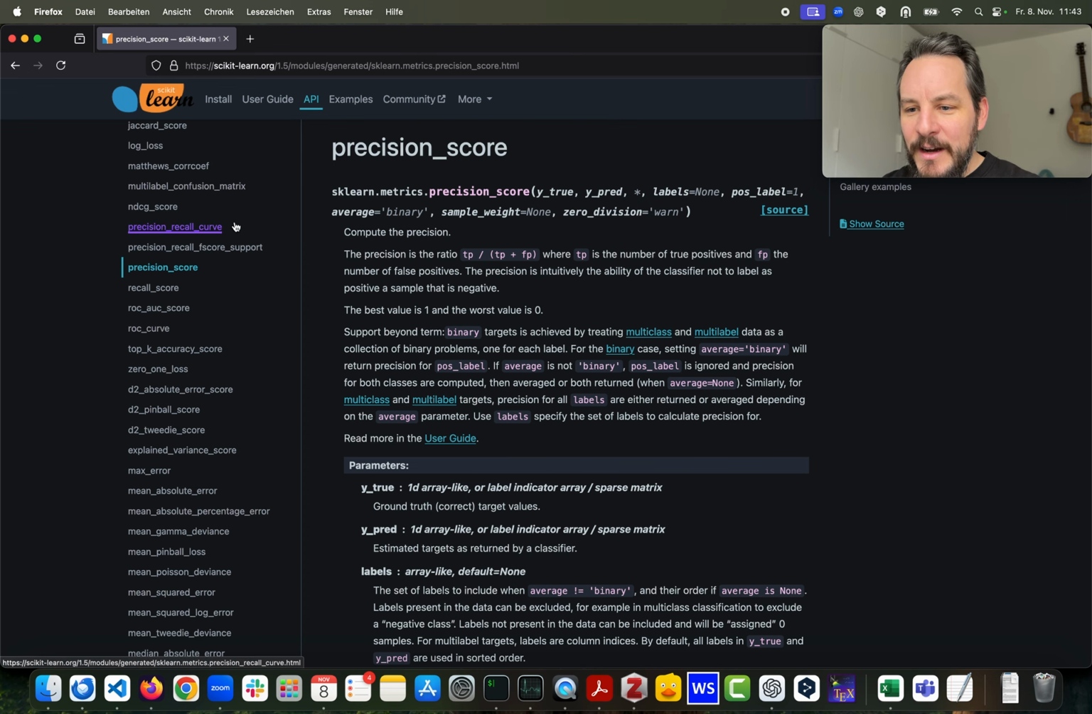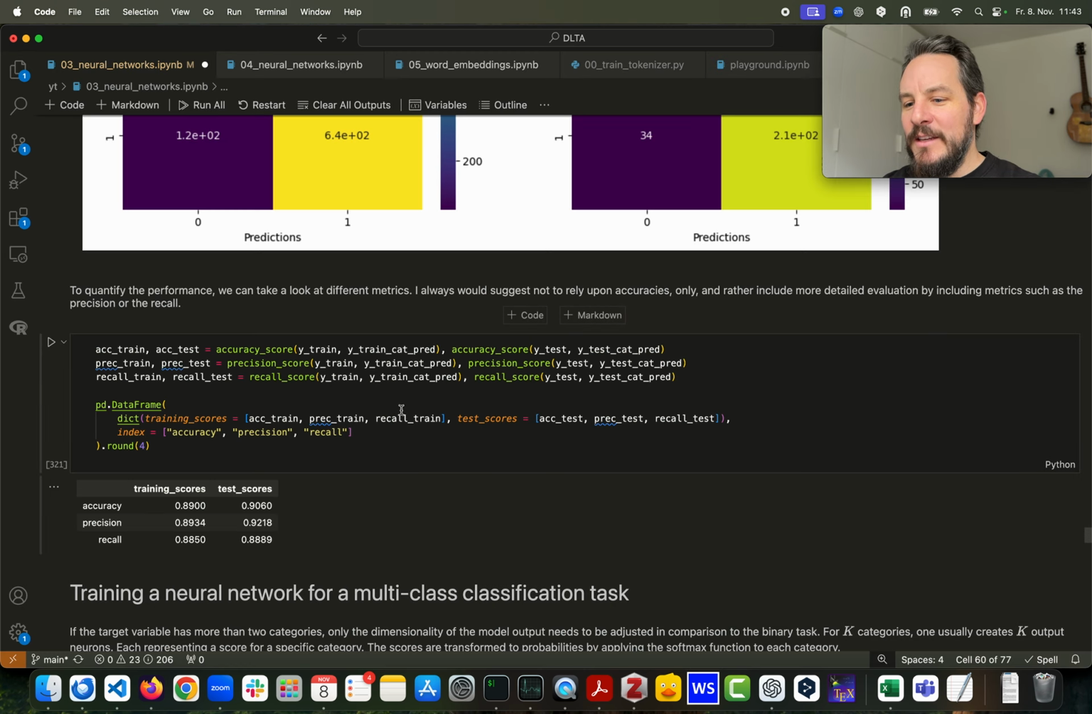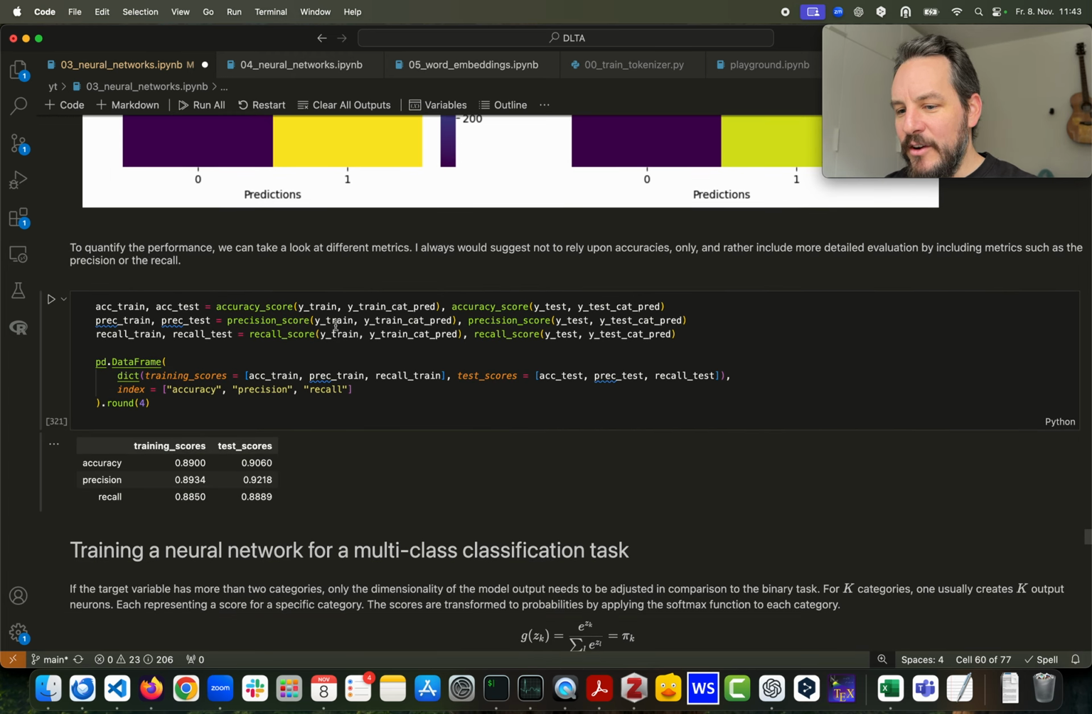And then the recall score is again the true positives, but now in relation to true positives plus false negatives. And that is intuitively the ability of the classifier to find all the positive samples that are of the category positive. And you can also quantify this, basically you see that here in the heat map if one struggles with one of those different things. And also you can calculate this.